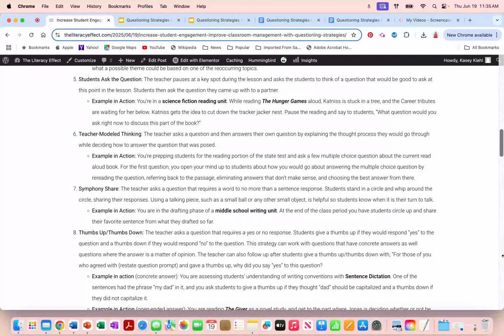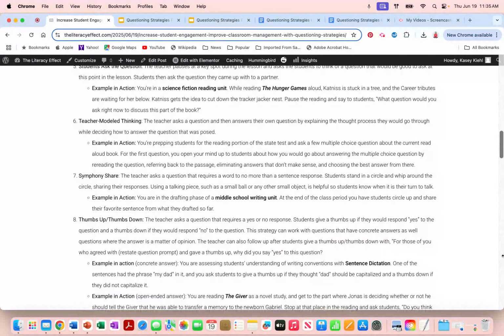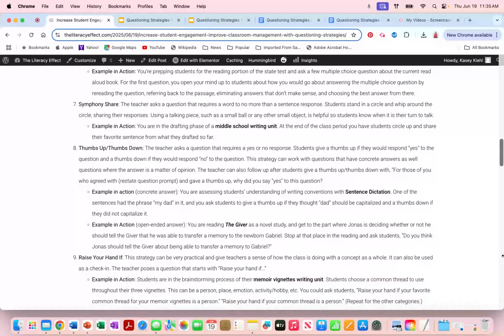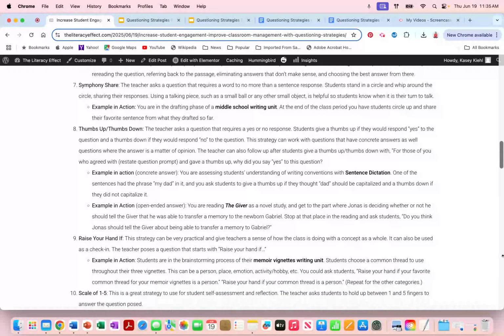Students can learn a lot from seeing thinking in action being broken down and explained part by part and not just getting the answer. Symphony share is when the teacher asks a question that requires a one-word response to no more than a sentence response. Students stand in a circle around the classroom and they whip around the circle, sharing their response. This works great with some kind of talking piece where students are handing that talking piece to each other so they know when it is their turn to talk.